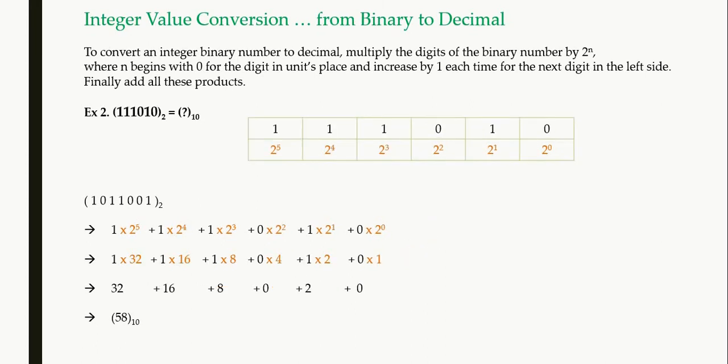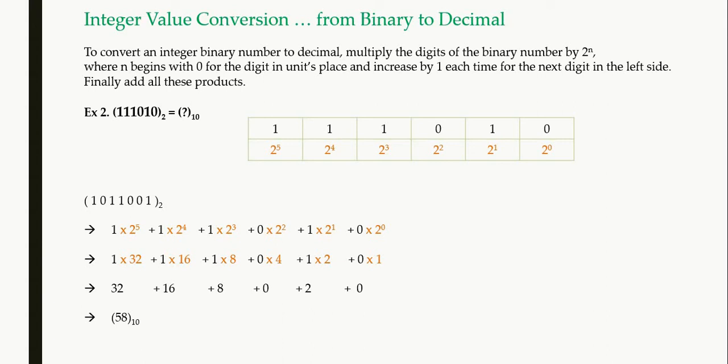The next example is 111010. This is the second example. Check it out how it is done. The rightmost is 0, that into 2 to the power 0. Then the next is 1, that into 2 to the power 1. Then the next is 0, that into 2 to the power 2. Then the next is 1, that into 2 to the power 3. Next is 1, that into 2 to the power 4. The next is 1, that into 2 to the power 5.